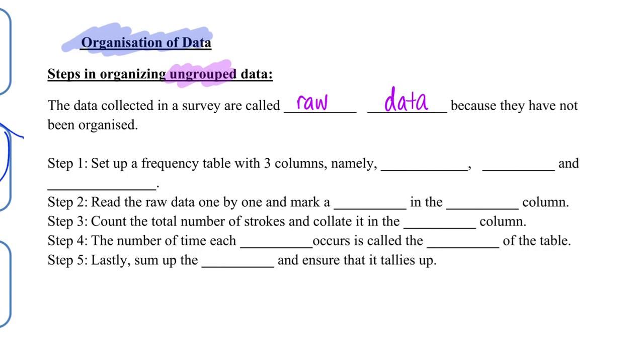So step 1, we have to set up what we call the frequency table with 3 columns. And the 3 columns are class, tally, and the last column is frequency.